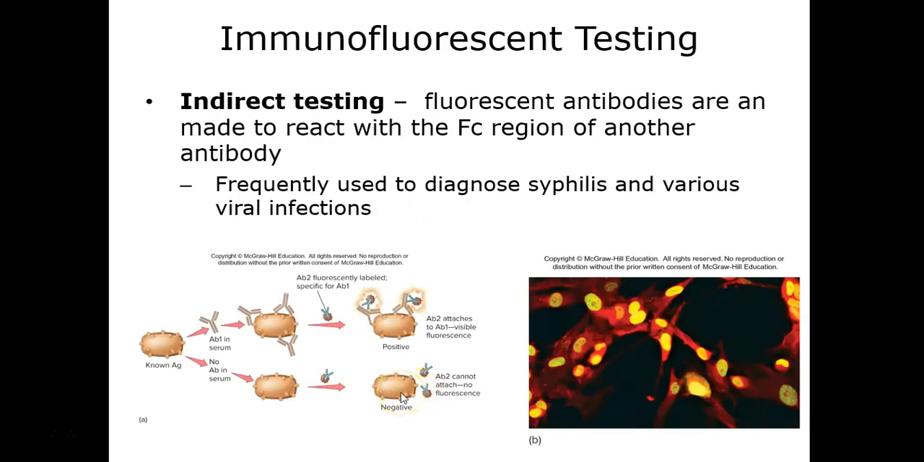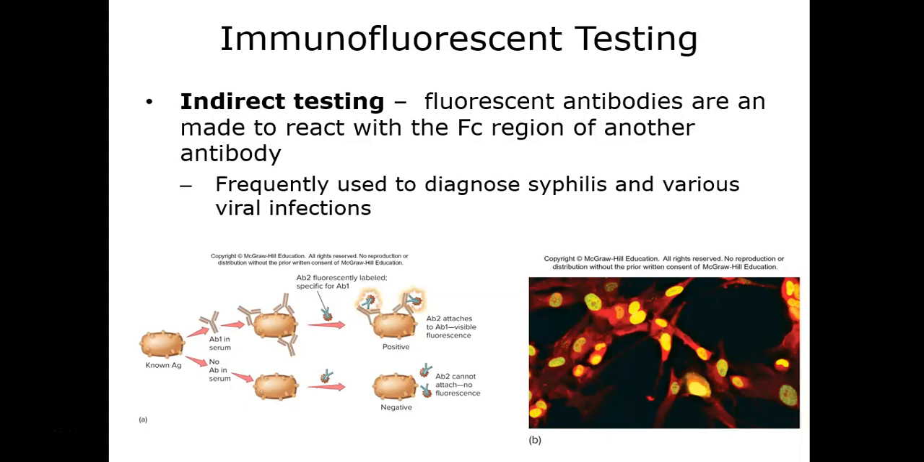Our indirect testing is where we take the fluorescent antibodies and we react them with the portion of another antibody called the Fc, the constant portion of the antibody. When you're looking at an antibody, we have this Y-shaped pattern. The top portion of the Y is what's known as the variable region. The bottom, or the tree trunk, is known as the constant region. That means that in every antibody, this bottom portion is always the same. It's the variable region on the top where the antigen binds that is considered the one that's different.